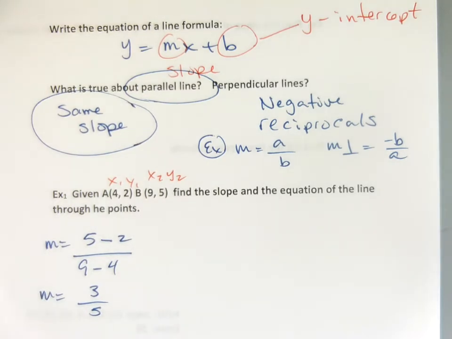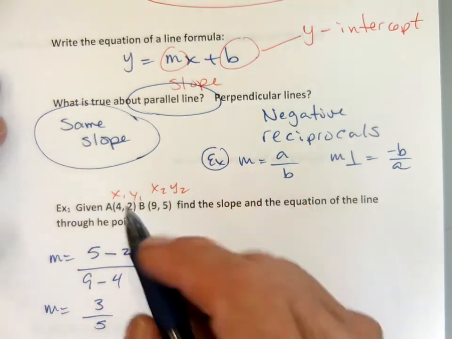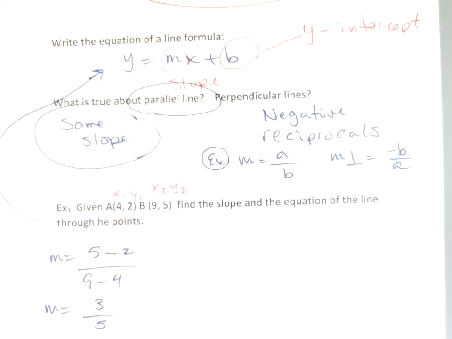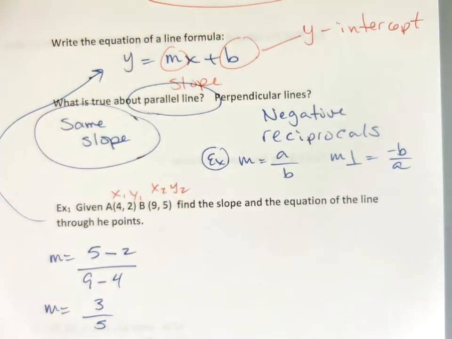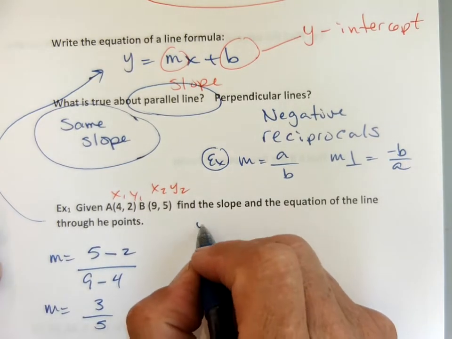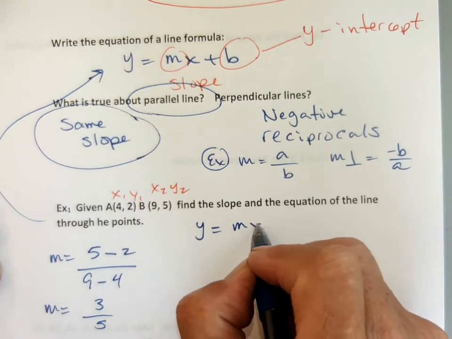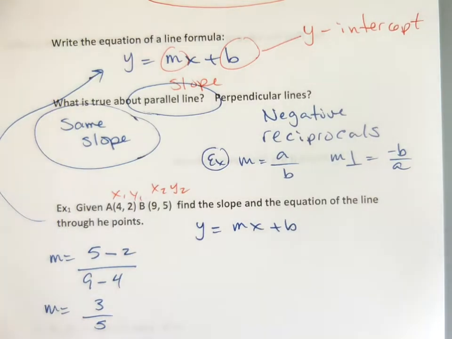Now, if we want the equation of the line, we've got a formula for that, right? We'll use our y equals mx plus b. And it doesn't matter which point, because they're both on the line, right? So I always pick the easiest one, which is the small one. You guys agree? Doesn't matter which point. I always like to pick the easier one.